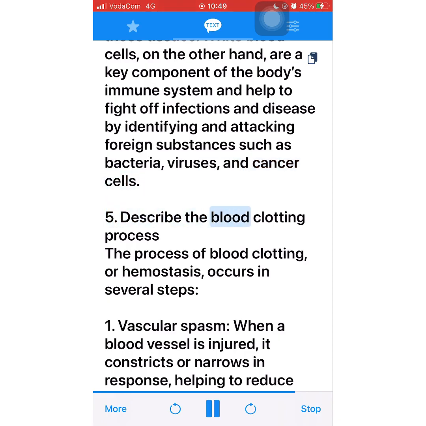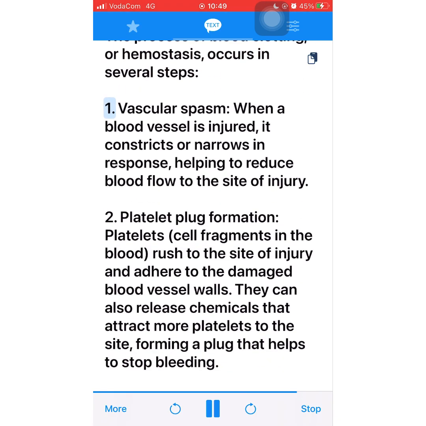5. Describe the blood clotting process. The process of blood clotting, or hemostasis, occurs in several steps. 1. Vascular spasm. When a blood vessel is injured, it constricts or narrows in response, helping to reduce blood flow to the site of injury.